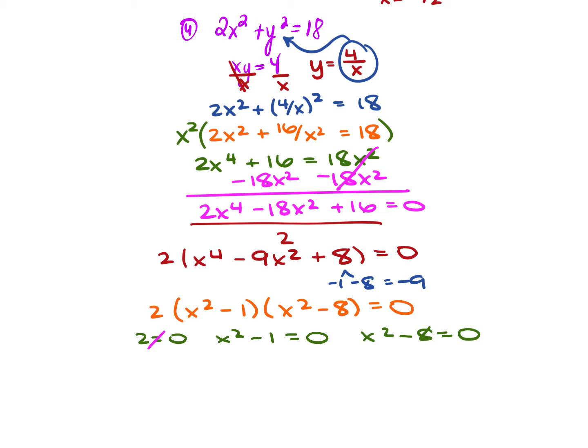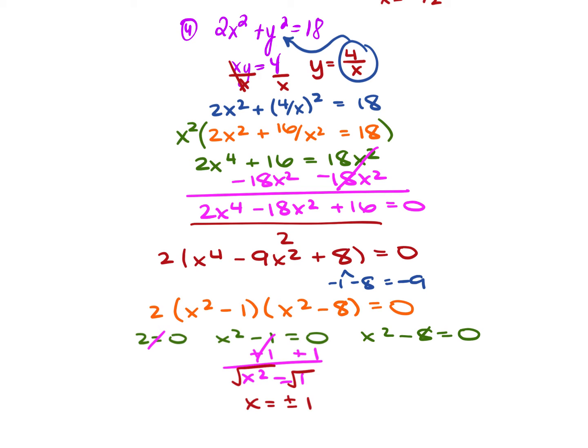The 2 is equal to 0 is a false statement, so cancel it out, erase it, don't work with it. The x squared minus 1 is equal to 0. Add your 1 to both sides. You get x squared is equal to 1. From here, take the square root of both sides. So x is equal to plus or minus 1.